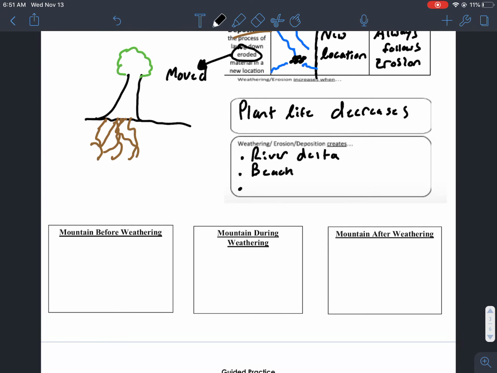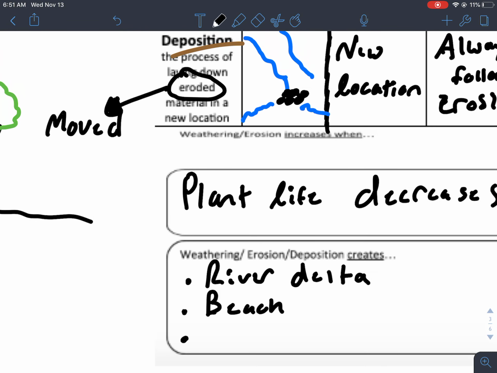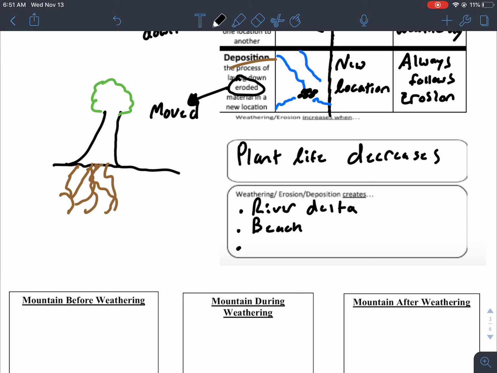So before I actually do that, the river delta is what we drew up here, where sediment gets laid down in a new location. That's a river delta. The beach, of course, is just sand getting laid down all over. That's another thing that commonly gets created. And I actually want you to write breaks down mountains. We're going to draw that last. That's our final thing we're going to do.